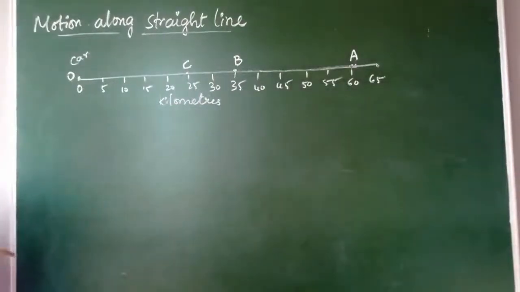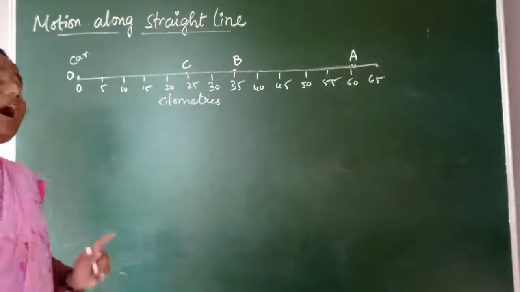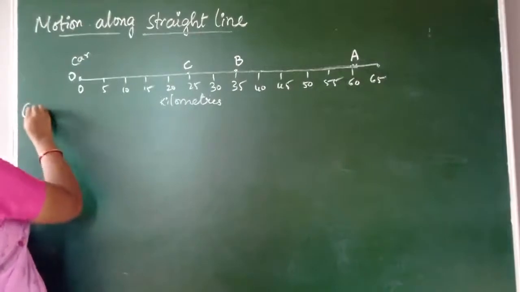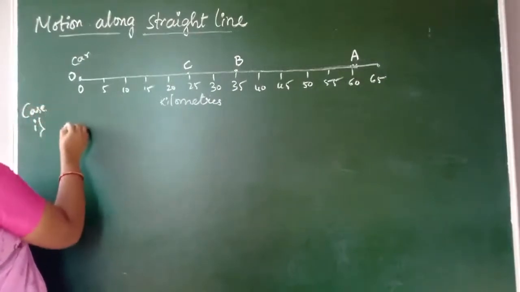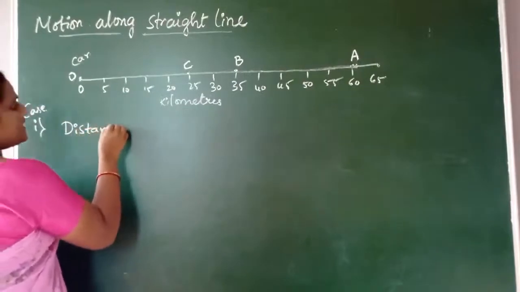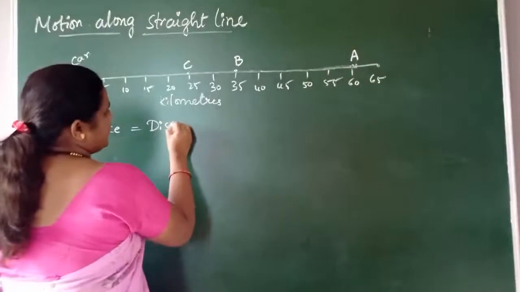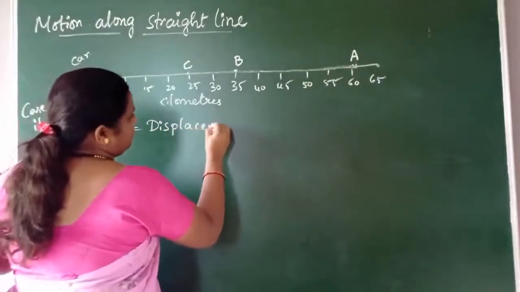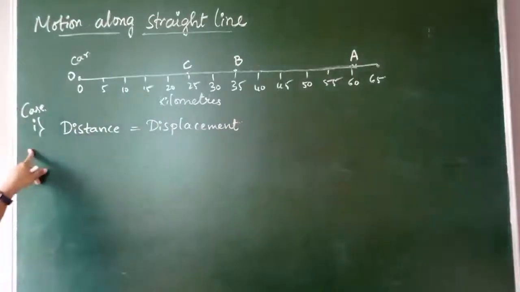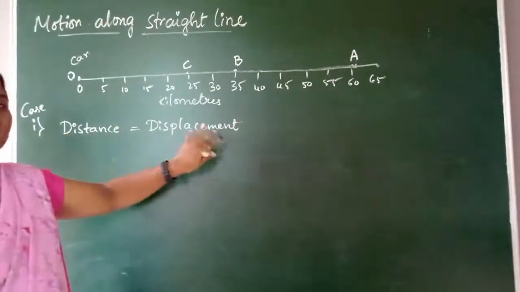Now, here mainly two things, two cases, we need to understand. That is the first case, case number 1. If distance is equal to displacement. The case 1, what does it say? What will happen if distance is equal to displacement?